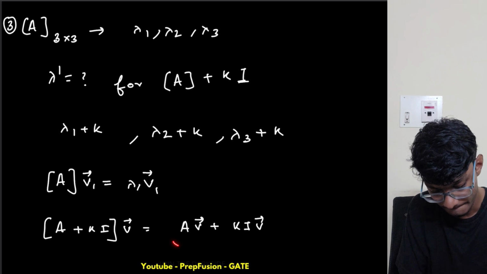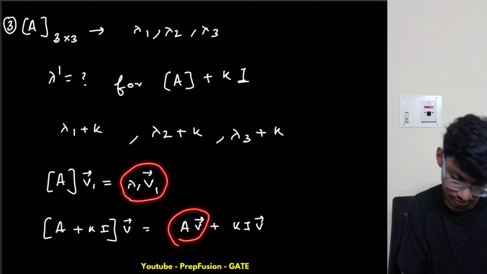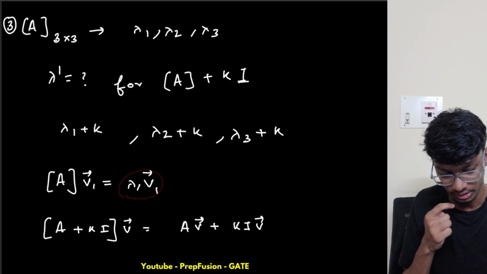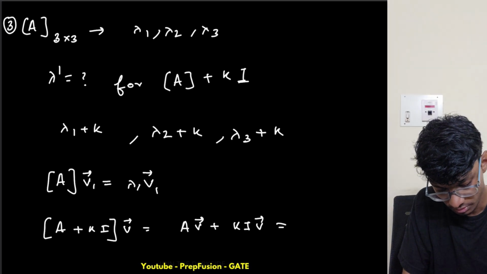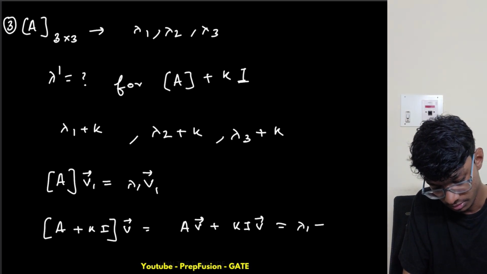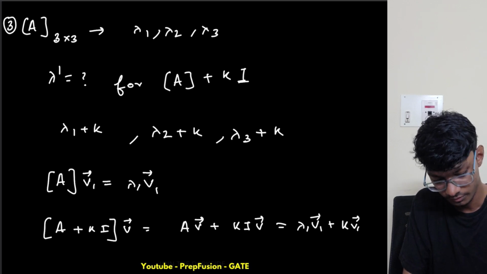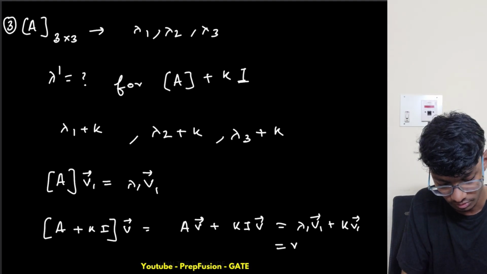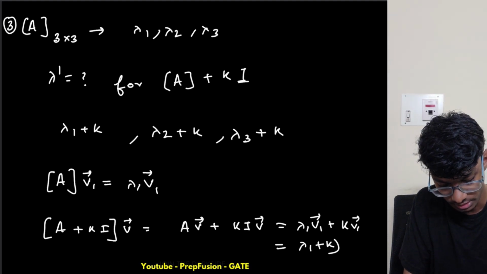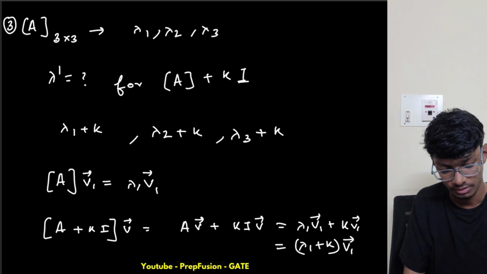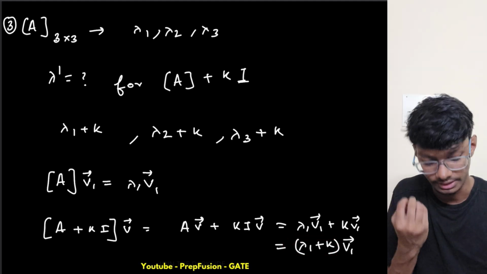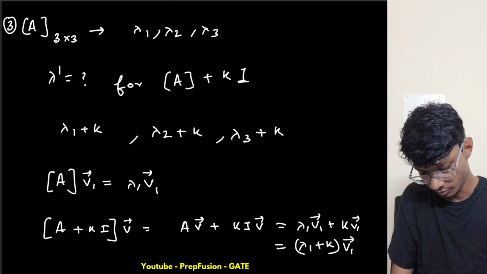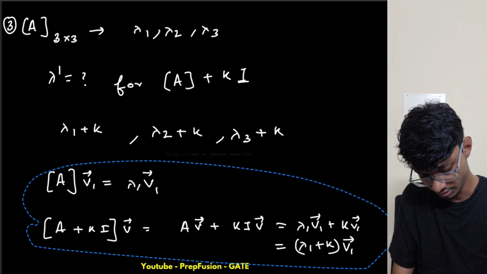Now what is A times v? A times v is simply lambda 1 times v1, and I times v is v only. So this equals lambda 1 times v1 plus k v1. I can take v1 as common, and I get lambda 1 plus k, into v1. So this is the proof. My eigenvalue this time is lambda 1 plus k. Let me write this on the next page, so you will understand better.